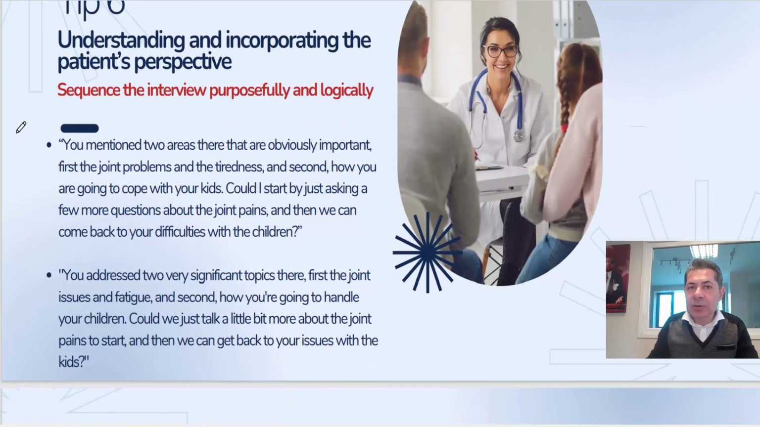Here are two more examples. You mentioned two areas there that are obviously important. First, the joint problems and the tiredness. And second, how you're going to cope with your kids. Could I start by just asking a few more questions about the joint pains? And then we can come back to your difficulties with the children.